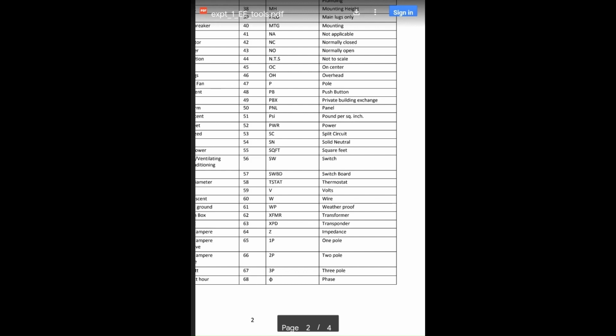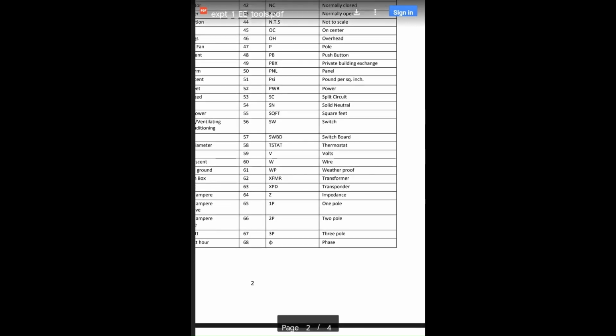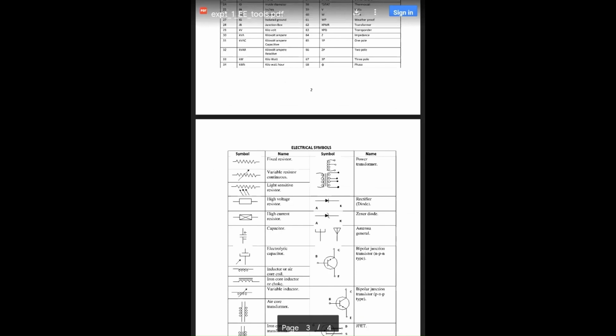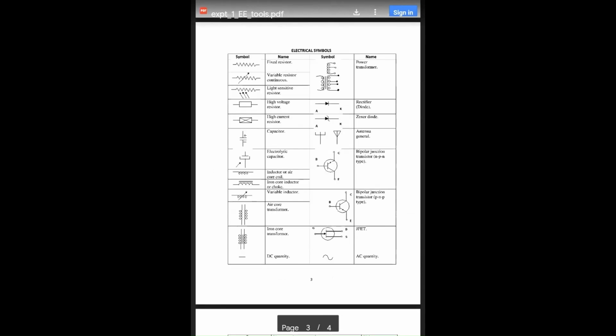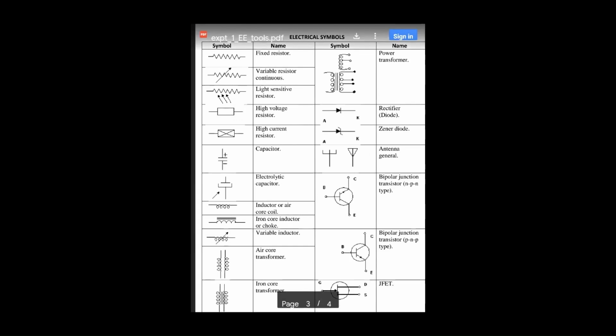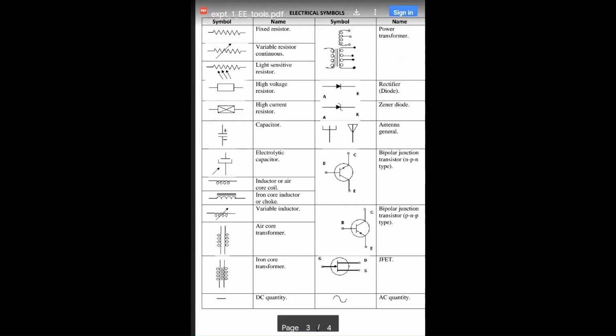Power by PWR, transformer by XFM, power transformer, impedance, single pole, two pole, three pole, phase, and so on. So remember and learn these abbreviations. Next are our electrical symbols. Again, same purpose: in electrical drawings we cannot draw every diagram in full, so we use these symbols.